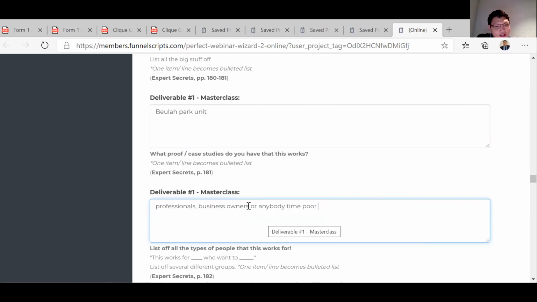Yeah. Okay, so finish that one. If you go to that deliverable, that is your product number one in your offer, basically that is what it is.